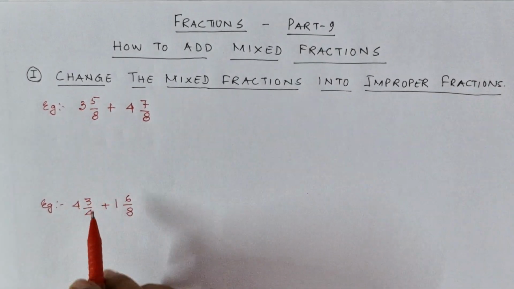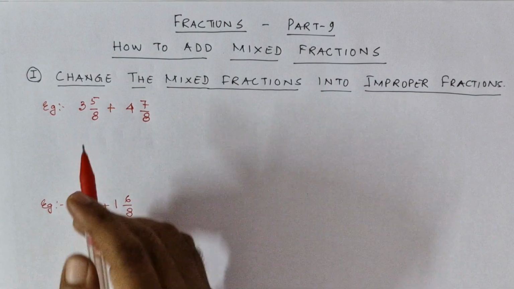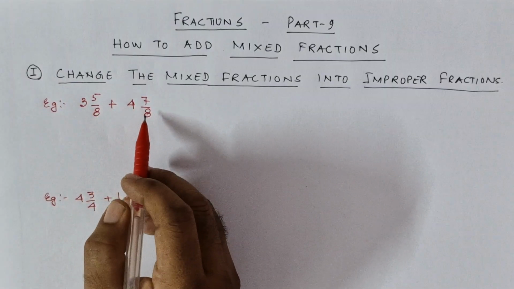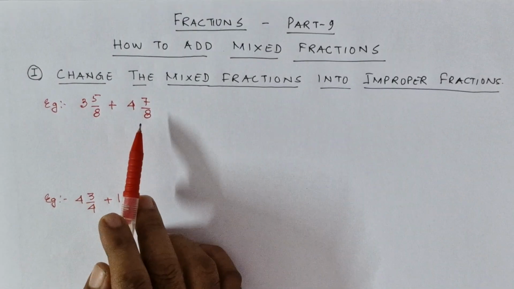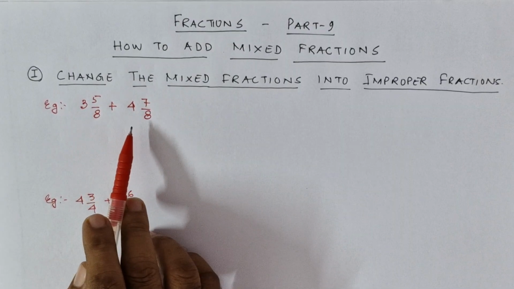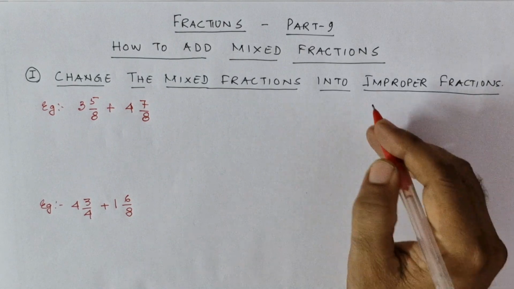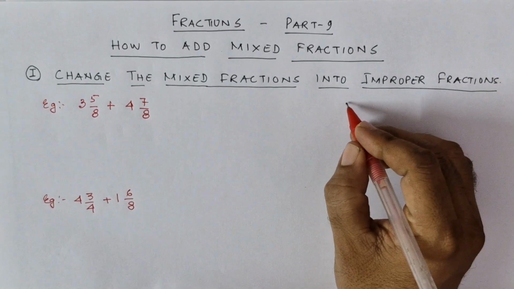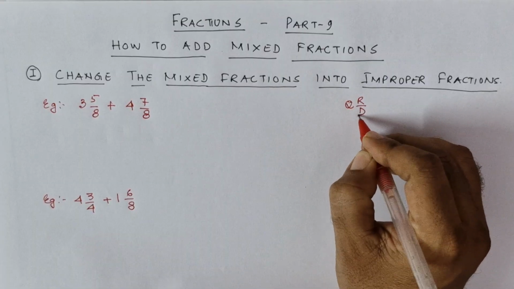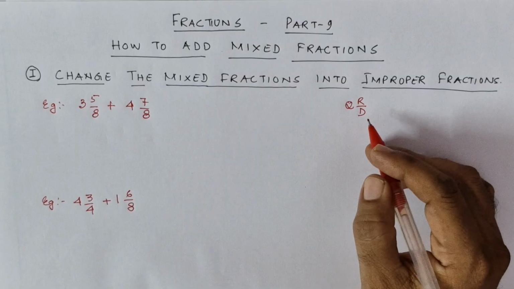We have taken two examples. Let's try out the first example. This is 3 whole 5 by 8 plus 4 whole 7 by 8. As you can see, these are mixed fractions, but the denominators are the same. Got it? So in solving this, it will not be a problem. As we know from earlier lectures, mixed fractions are represented in such a way: Q is the quotient, R is the remainder, and D is the denominator or the divisor.